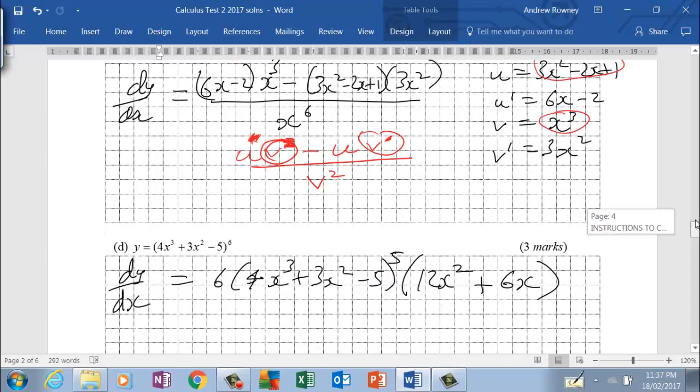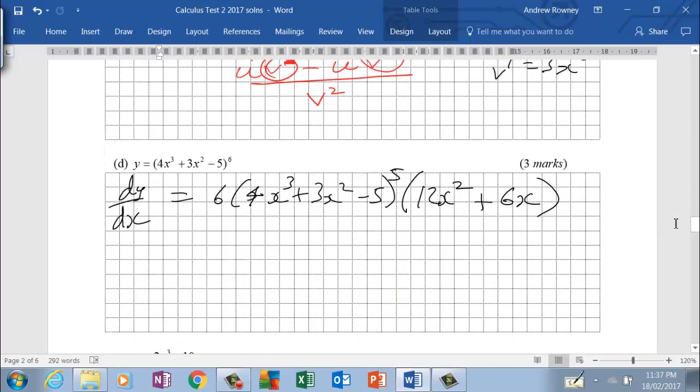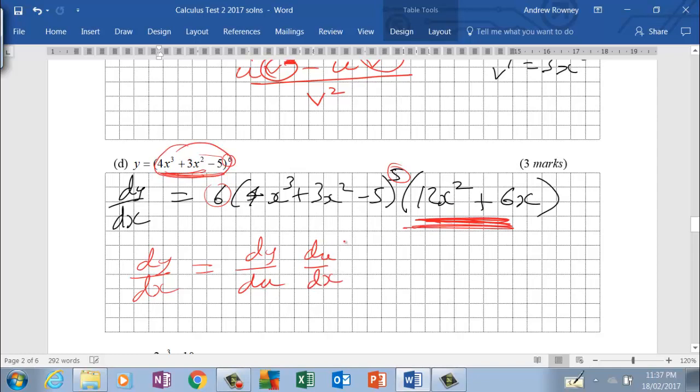The next one is the chain rule. So the number comes out the front, you take one off the power, but you've got to follow it up by the derivative of the bracket sitting there. So that's 12x squared plus 6x. You can't forget this derivative here. Really the chain rule is dy dx is equal to dy du du dx, where u is this bracket. So you can see we're following it up at the end by the derivative of the bracket du dx.